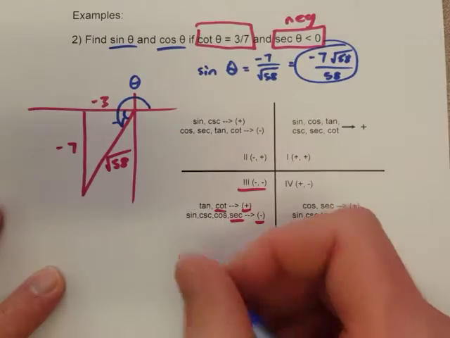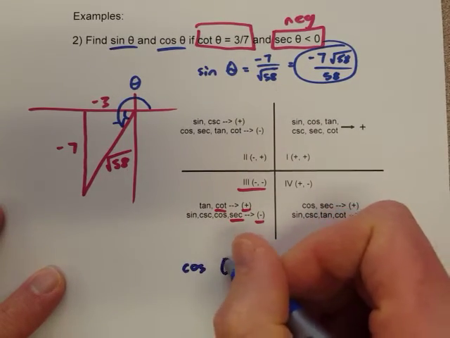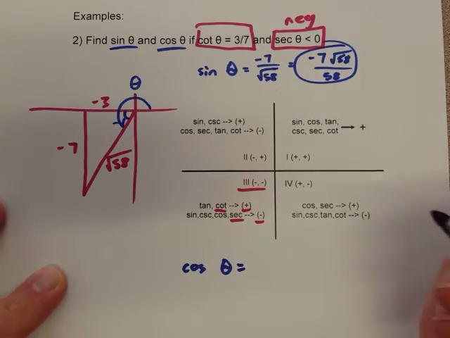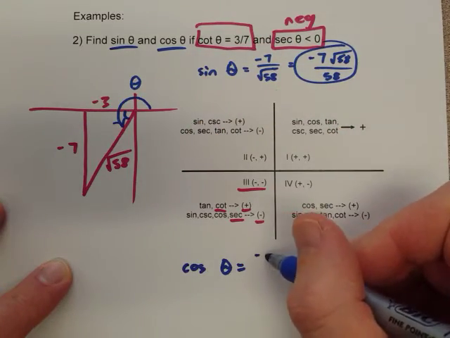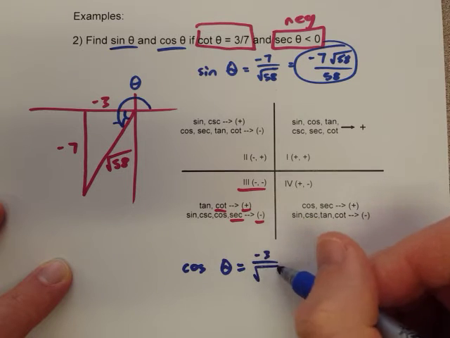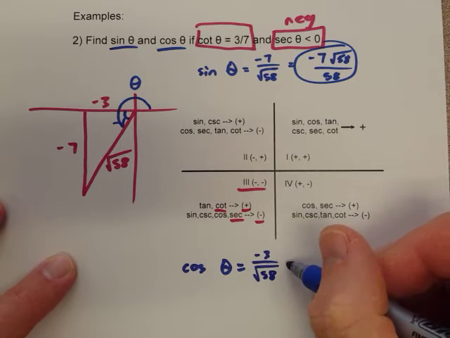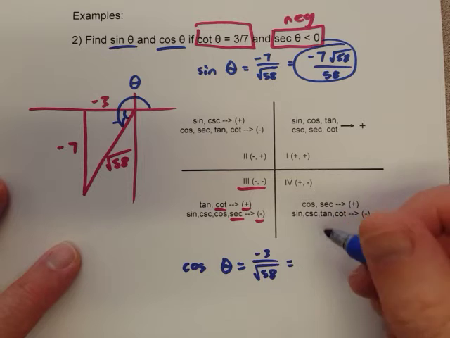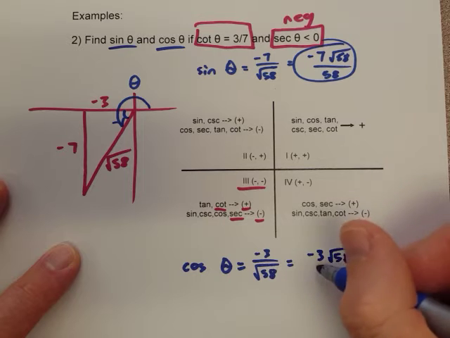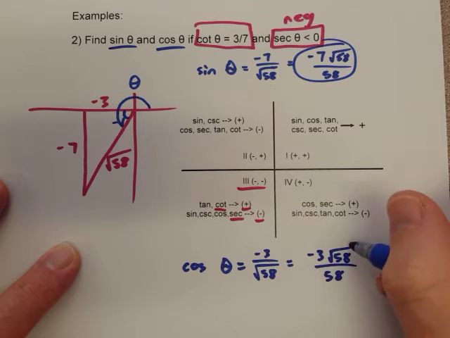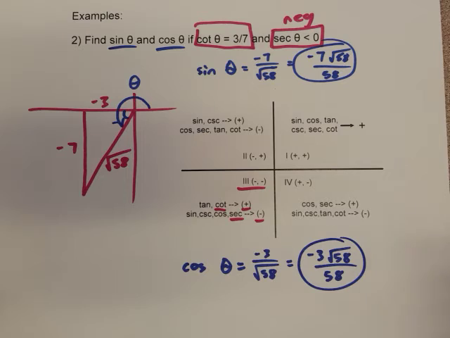Then we also want cosine. Cosine of theta equals adjacent over hypotenuse, so then we've got -3 over square root of 58. And again, simplify, multiply both top and bottom by square root of 58, giving us -3 square root of 58 over 58. Not the nicest answers in the world, but it's what we're looking for.